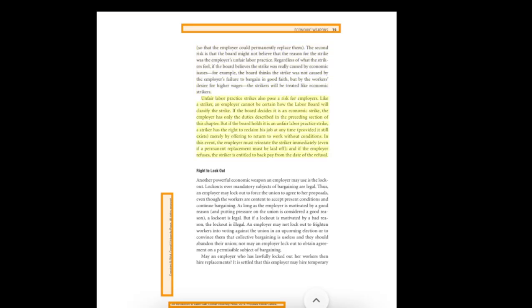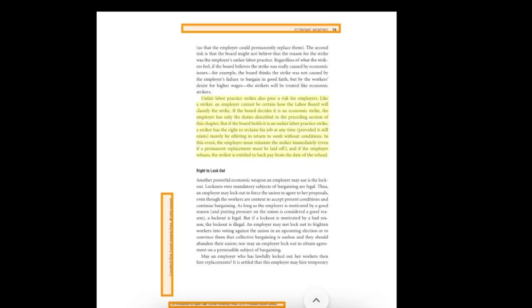Unfair labor practice strikes also pose a risk for employers. Like a striker, an employer cannot be certain how the labor board will classify the strike. If the board decides it is an economic strike, the employer has only the duties described in the preceding section of this chapter. But if the board holds it is an unfair labor practice strike, a striker has the right to reclaim his job at any time, provided it still exists, merely by offering to return to work without conditions.